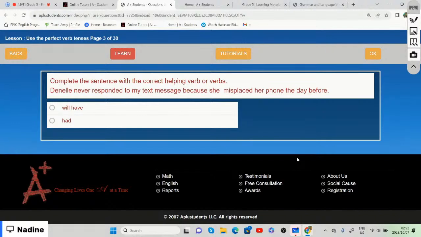So is it option one or option two? She will have misplaced the phone, or she had misplaced her phone the day before. We need to choose the correct helping verb. So Danelle never responded to my text message because she will have misplaced her phone the day before, or she had misplaced her phone the day before.